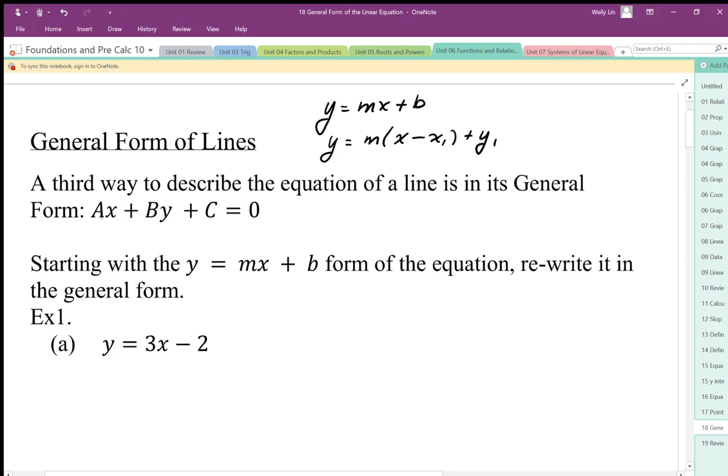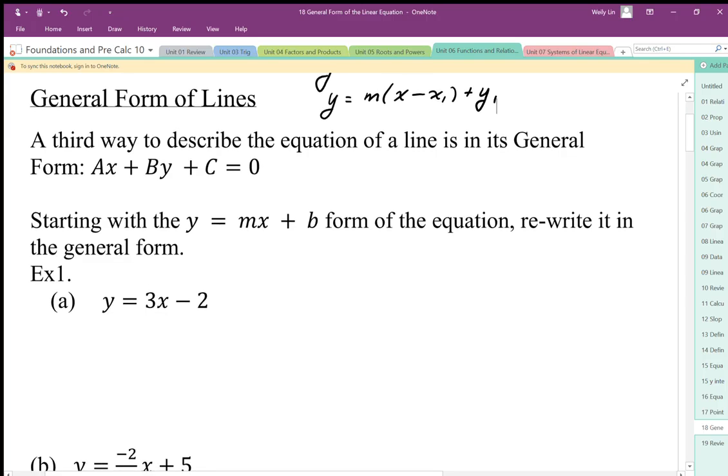So the third way is this form, ax plus by plus c equals 0. This is called the general form. The general form has to be written with a and b as whole number coefficients and c as a whole number as well. And a must be positive. Okay, so that's important for general forms. We keep the a value positive.